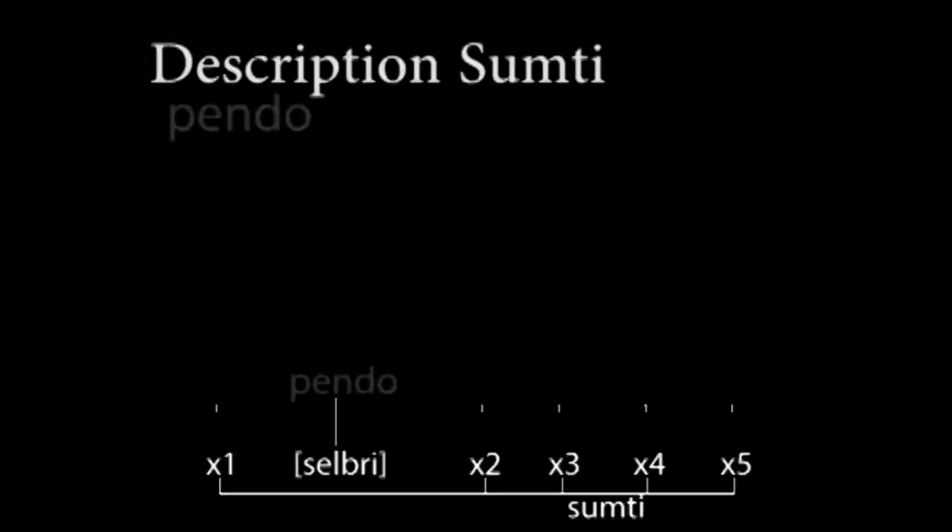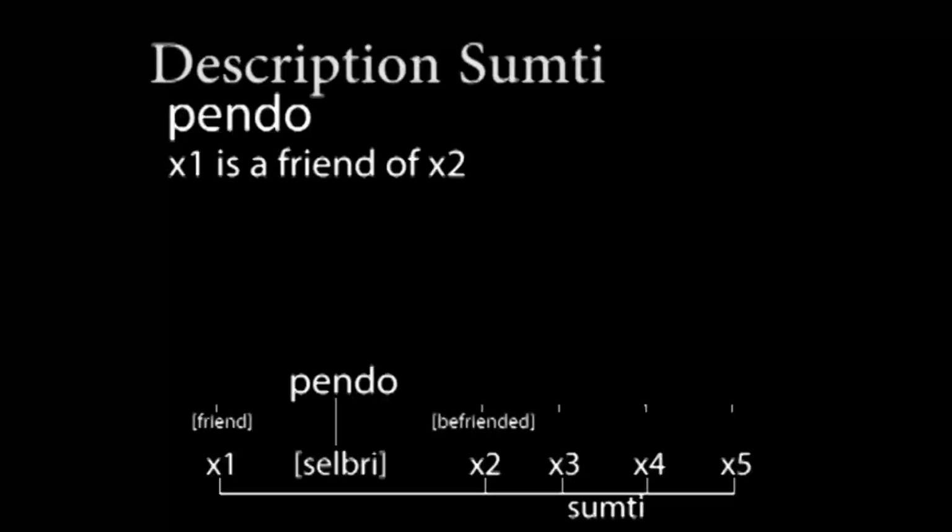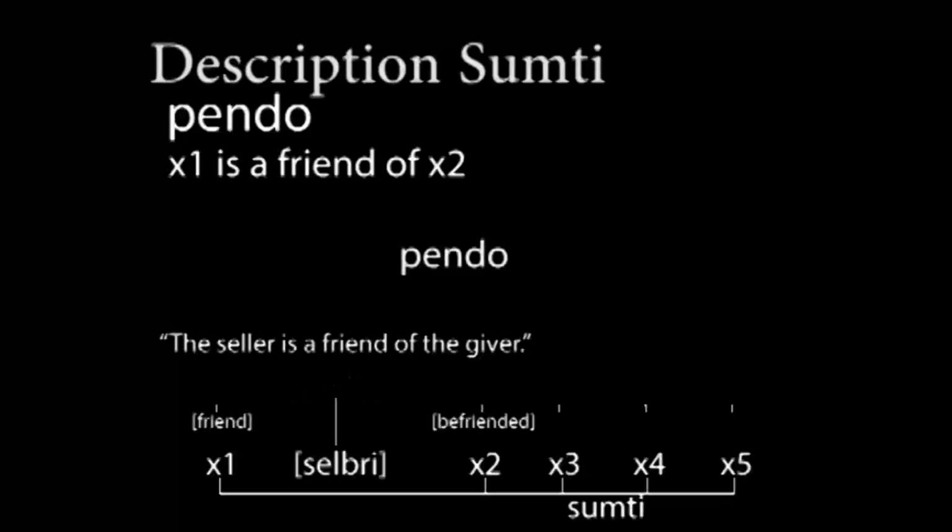Let's start with the selbri pendo. Its place structure is x1 is a friend of x2. Starting with pendo as our bridi selbri, we now have the choice of what to put into each sumti place. Let us attempt to say, the seller is a friend of the giver. We'll start pendo in the middle and build our sumti around it. To begin, we open the sumti term with lo. Lo always consumes selbri terms, and we have already decided to use vecnu so that we can describe x1, the friend, as being a seller. We then use ku to finish the sumti term, and our x1 is complete.